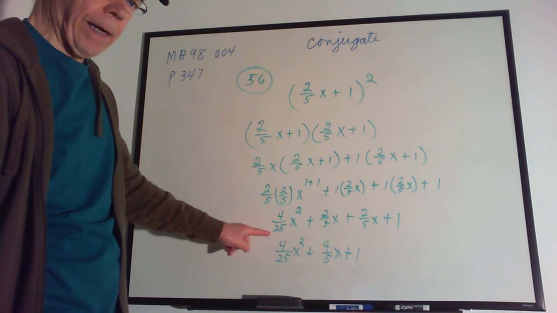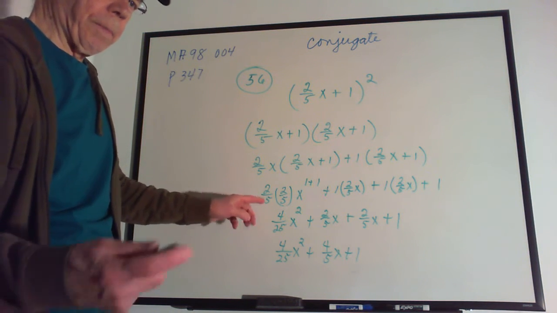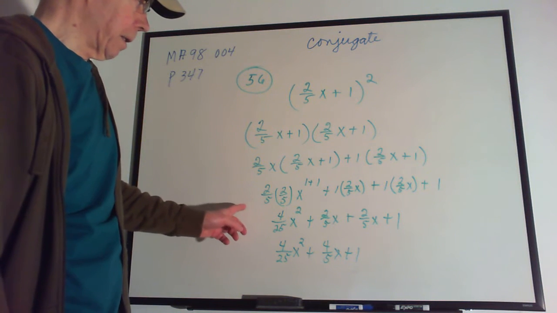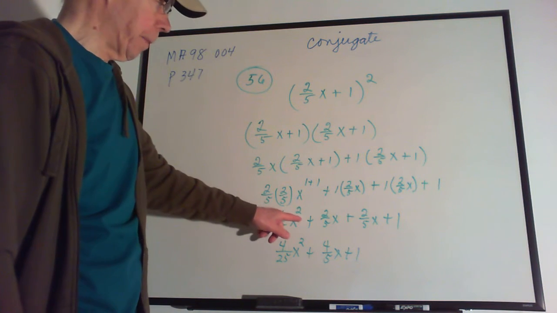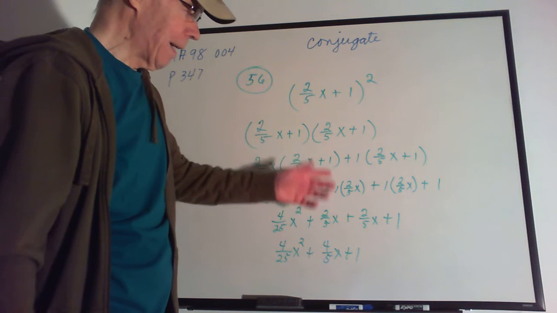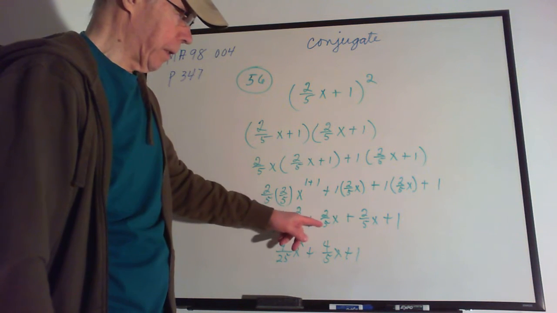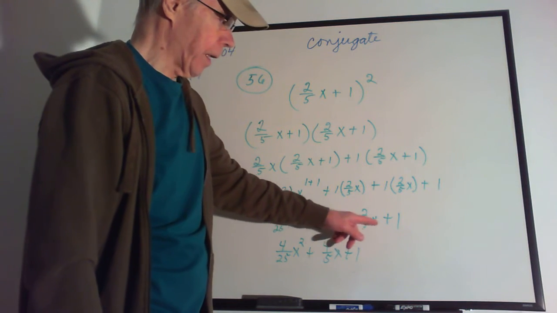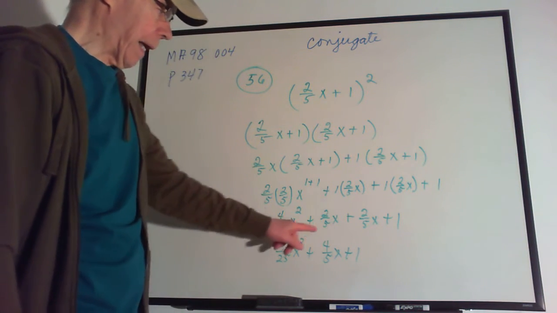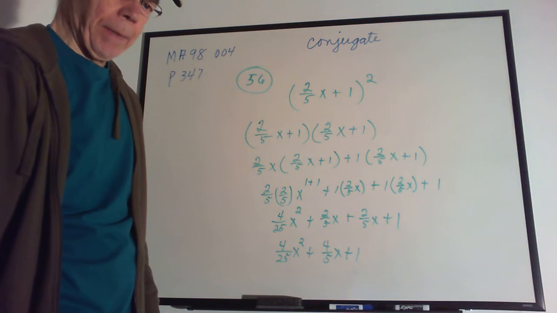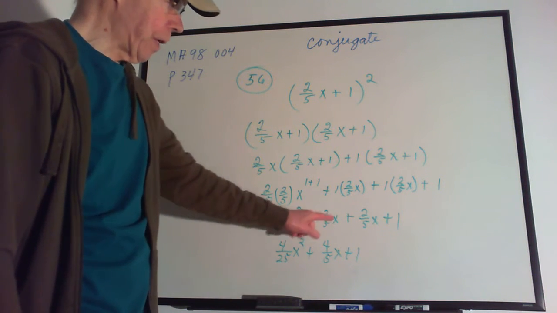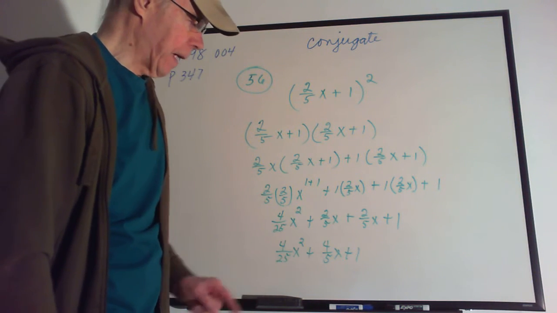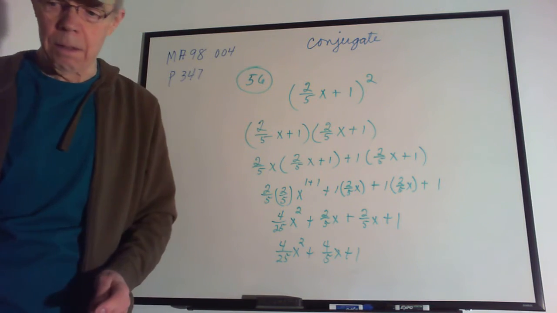When you multiply fractions, you multiply the numerator by the numerator and denominator by the denominator. Add my exponents. 1 times anything will give you whatever the number is, 2/5 x. So I have 2/5 x plus 2/5 x plus 1. Now when I add them, they have the same denominators, so I can add them. You just add the numerators, you get 4/5 x plus 1.